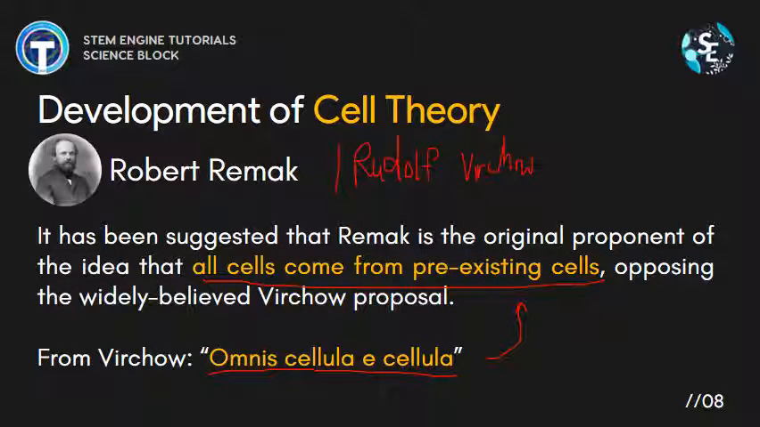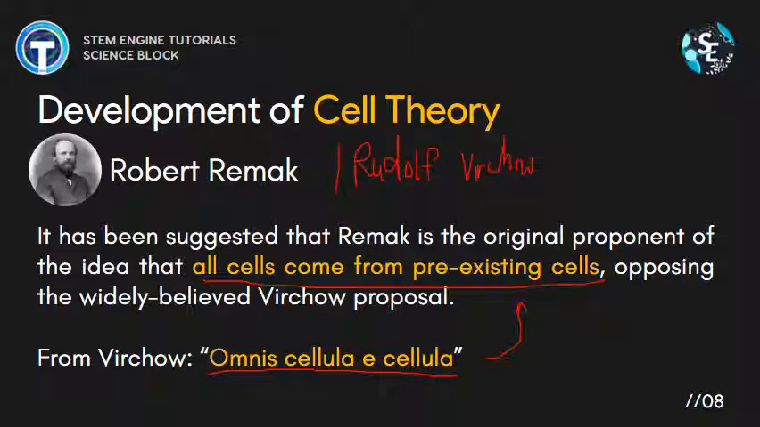Next, we have Robert Remak. So, Robert Remak is suggested as the original proponent of the idea that cells come from pre-existing cells. So, kung matatandaan natin, this statement that all cells come from pre-existing cells is heavily attributed to Rudolf Virchow. However, upon historical studies na pag-alaman na there is a possibility that Virchow plagiarized Robert Remak's idea dahil si Robert Remak ay nauna nang mag-publish ng kanyang statement na all cells come from pre-existing cells.